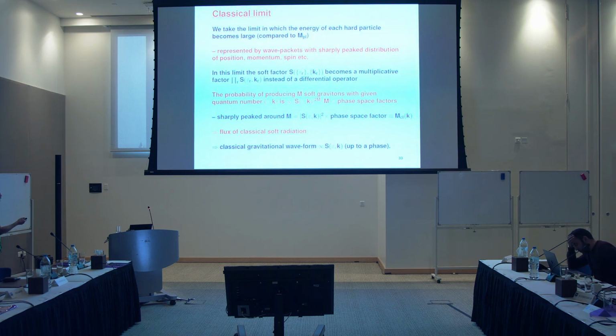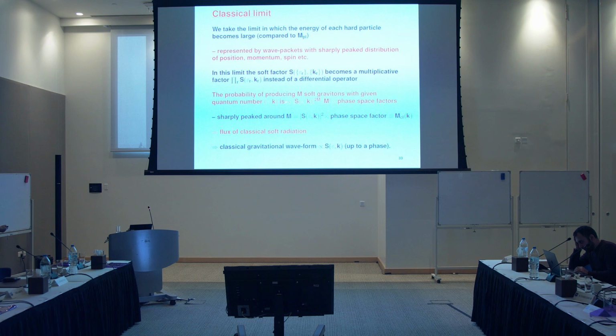Given this structure, you can now ask what is the probability of producing m soft gravitons with given quantum numbers epsilon, k. If there are m identical soft gravitons, then we have m identical factors S epsilon k in this product. So that gives you S epsilon k to the power m. Now this is the amplitude, so to calculate the probability you have to take the mod square of the amplitude: mod S epsilon k to the power 2m. Then because you are talking about identical external particles, you have to include a symmetry factor, that is m factorial. And then there are some phase space factors which I have not written down. So this gives you the probability of producing m soft gravitons with a given quantum number epsilon, k.